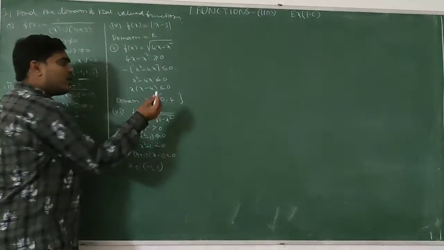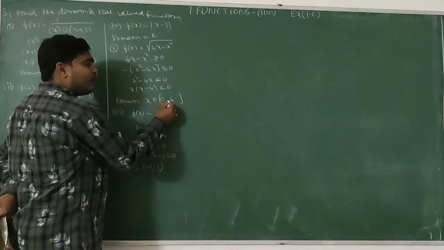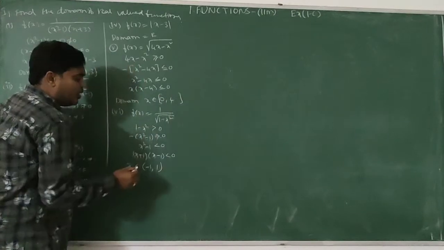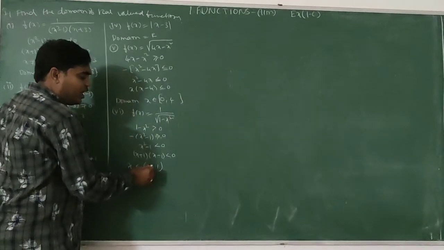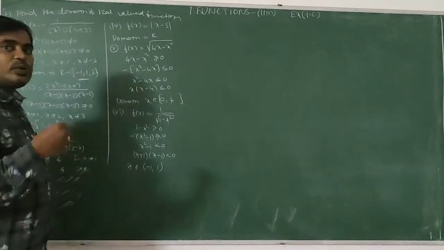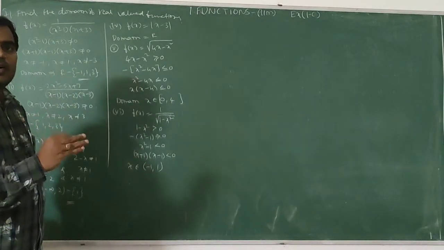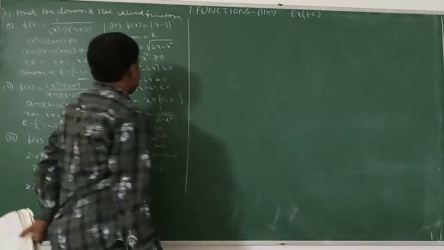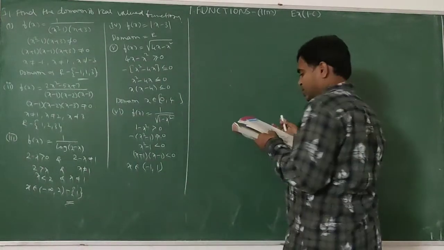Closed bracket means including 0 and 4. All the numbers lie between 0 to 4, including 0 and including 4. Here all the numbers lie between minus 1 to 1, but excluding minus 1 and plus 1. We are not going to take minus 1 and plus 1. Next, seventh.